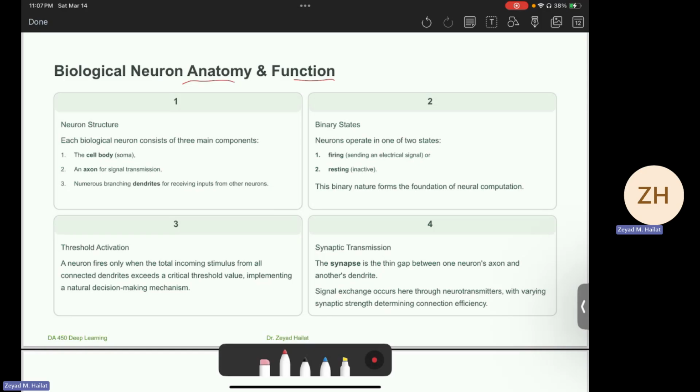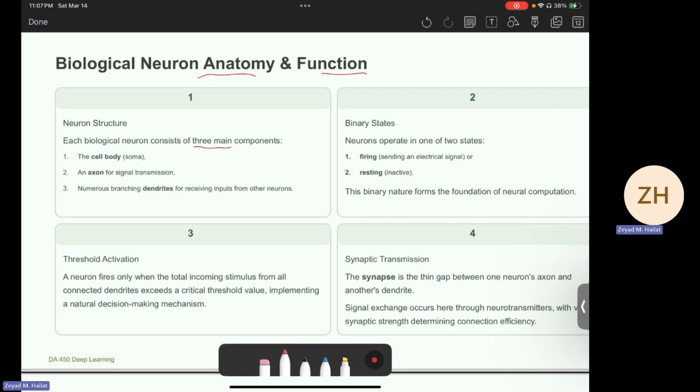Neuron structure. We learned that each biological neuron consists of three main components. The first component is the cell body. Remember that we talked about it: it's a big cell that might span across the human body. The neuron contains the cell body, which we refer to as the soma. Then we have the axon for signal transmission. We have nervous branches, which we call dendrites, for receiving input from other neurons.